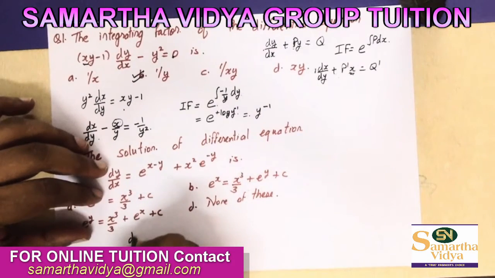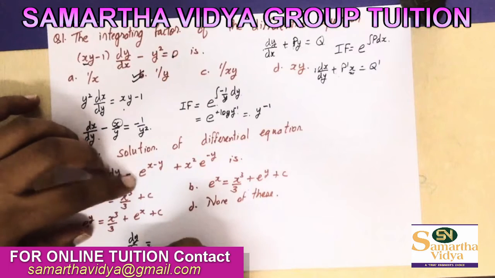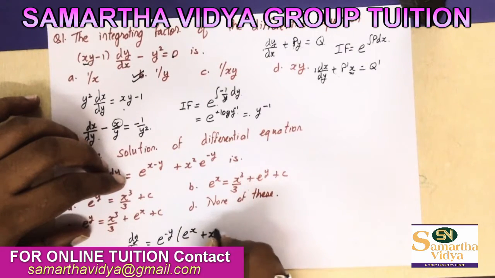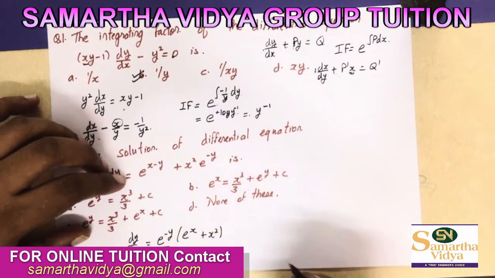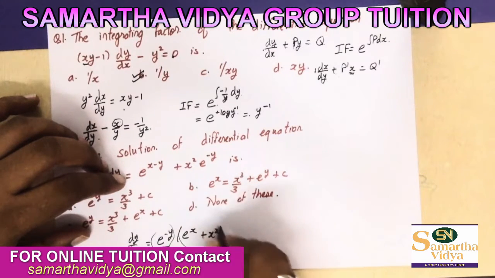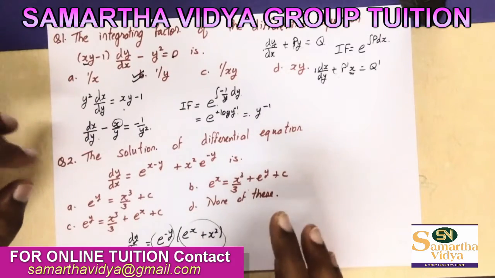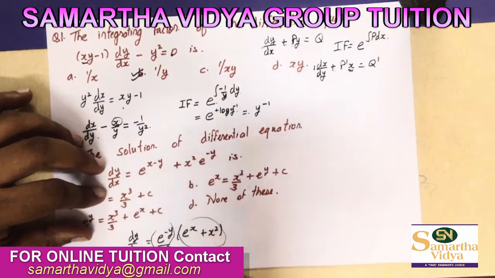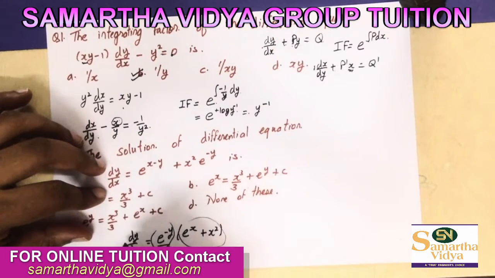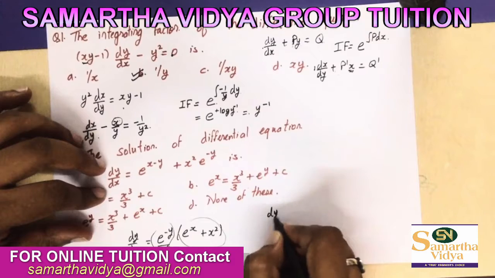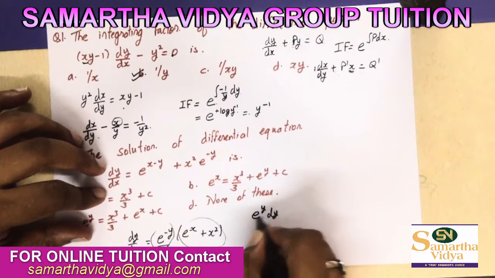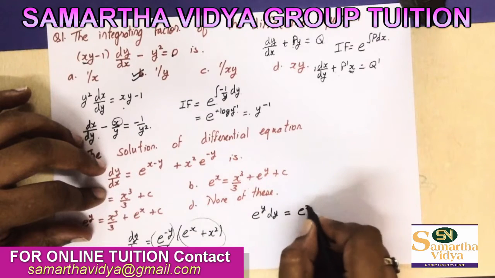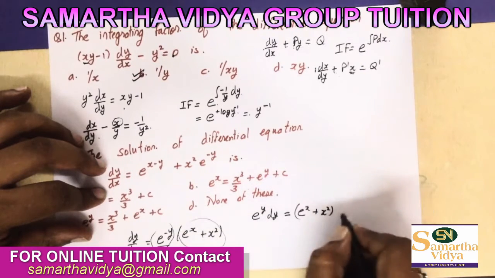You can just see dy by dx will become, I'm taking the e raised to minus y common, I'm getting e raised to x plus x square. So we have only one term of y, and this is only term of x. So this becomes a variable separable form. So now taking the y terms together and the x terms together, this becomes e raised to y dy is equal to, and the dx goes that side, and we get e raised to x square into dx.